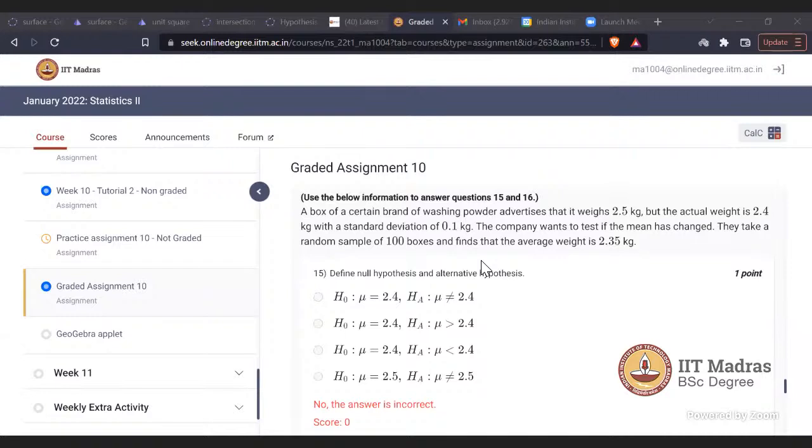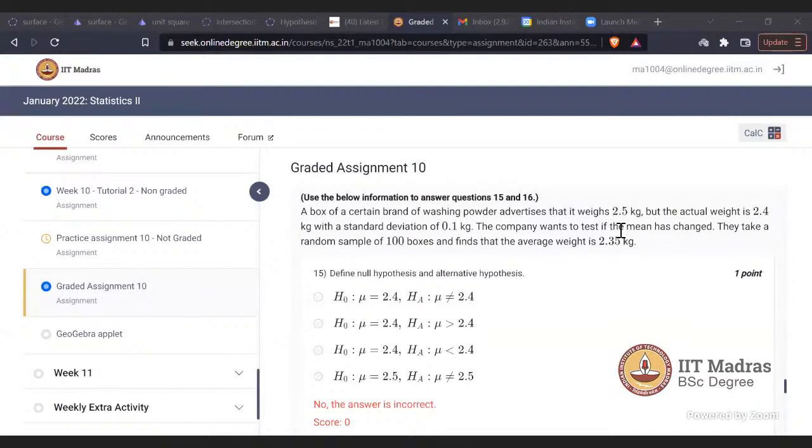Ma'am, so in such a problem, how do we decide? What the answer I had written was that H naught is mu equal to 2.5, the last option basically. So from such a question, when a box of a certain brand of washing powder advertises that its weight is 2.5 kg, but the actual weight is 2.4 kg. Okay, so now it says the company wants to test. So I don't know how to choose between option 2 and option 1 and 4.